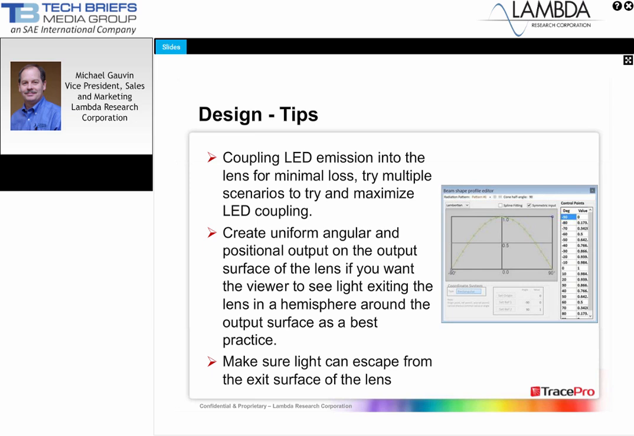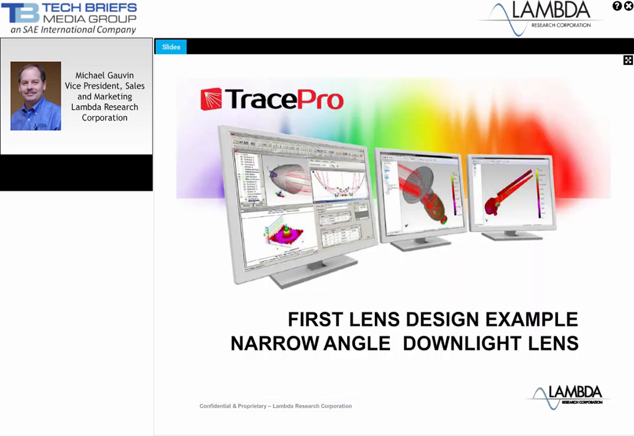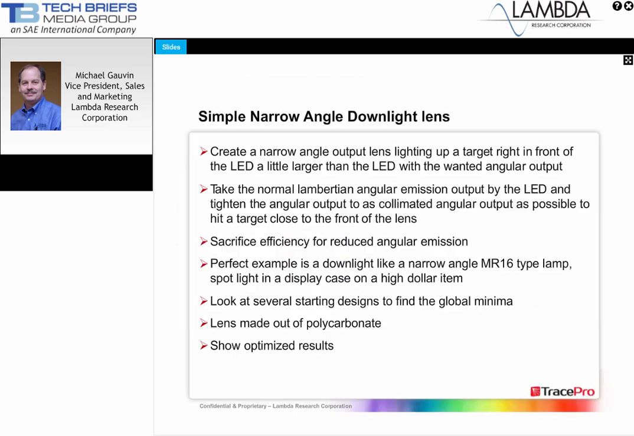So if we want to create uniform angular and positional output on the output surface of a lens, we're going to have to take a hemisphere, put it out there at infinity, and look at what the power looks like in terms of angular space. And then we're going to want to look at it as it's seen from the front of the lens, as it's escaping out, and see what that looks like. So being able to do photorealistic rendering is going to be a big plus here if you're doing that type of analysis. So now that we've got the design basics down, and I've got some tips here and some ideas of what we're going to do, let's do our first lens example. Let's look at a narrow angle downlight lens.